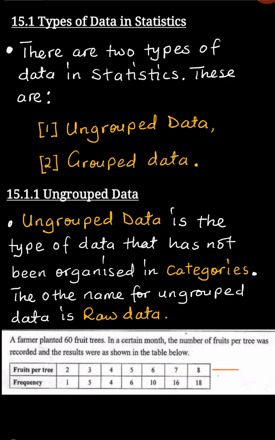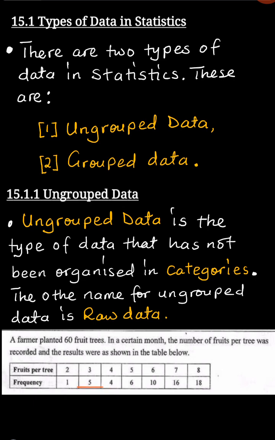Okay? So the way you interpret this data is like this. When it comes to this farmer and his fruit trees, you understand that he was counting the fruits that each tree had. So 2 trees had 1 fruit on them. That is what this means. So fruits per tree. So we've got 2 fruits that were on 1 tree. So 1 tree had 2 fruits.